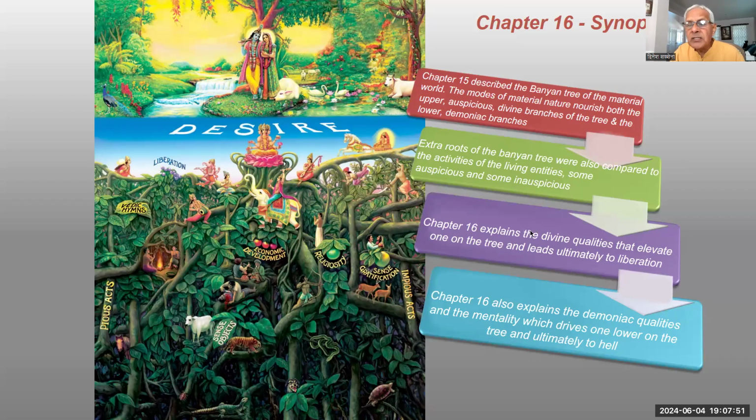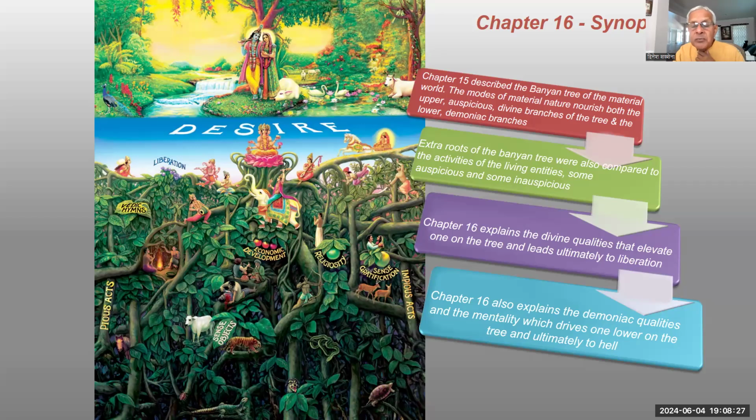Now, chapter 16 explains the divine qualities that elevate one on the tree and lead ultimately to liberation. It also explains the demonic qualities in detail and the mentality which drives one lower on the tree and ultimately to hell. So this is the connection between chapter 15 and 16. As we are proceeding from chapter 1 to 16, we can see that it is a continuity from one chapter to the next: whatever is the end point in an earlier chapter becomes the beginning point for the next.